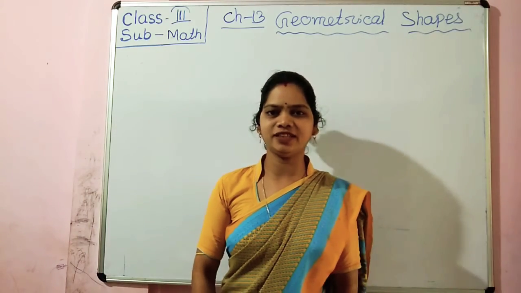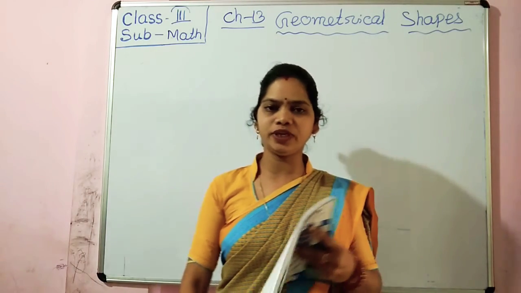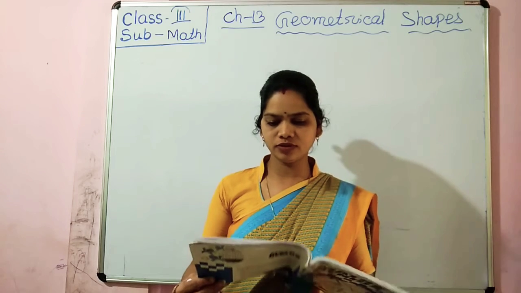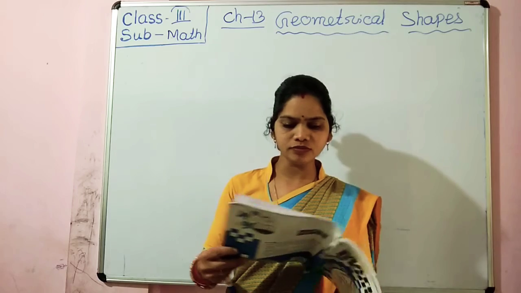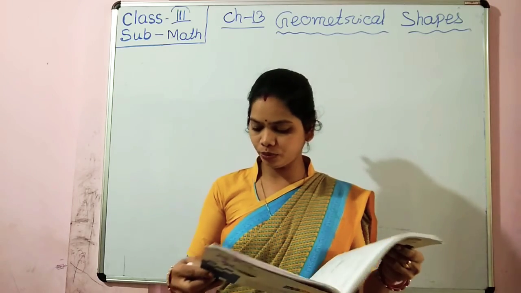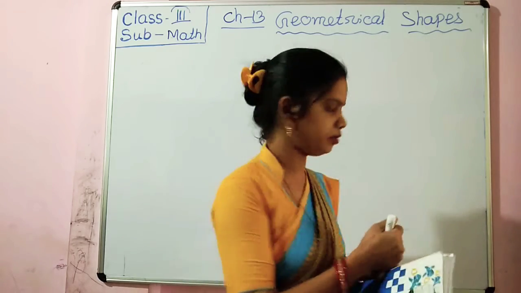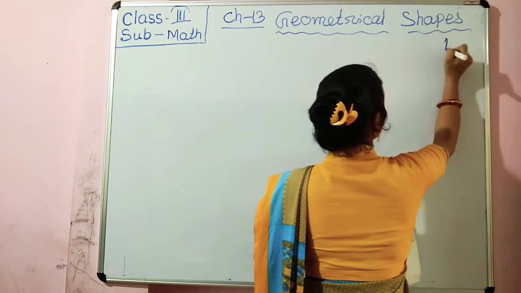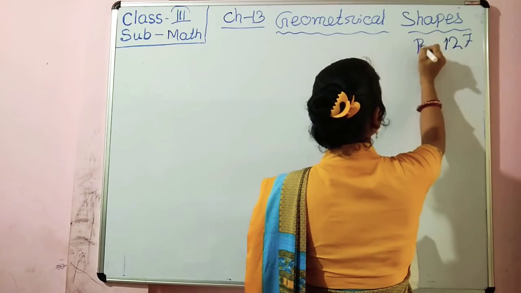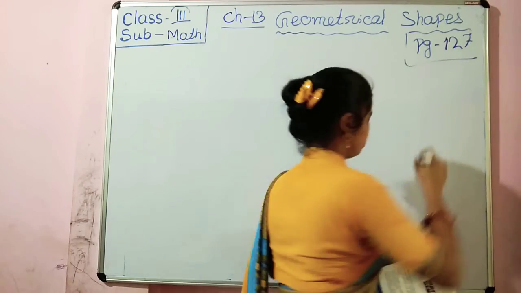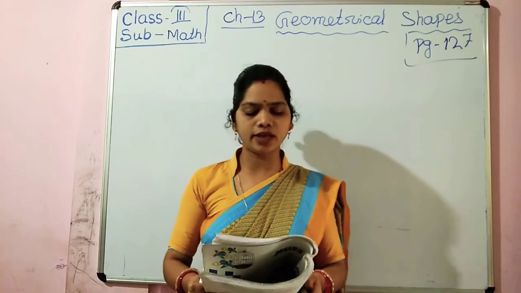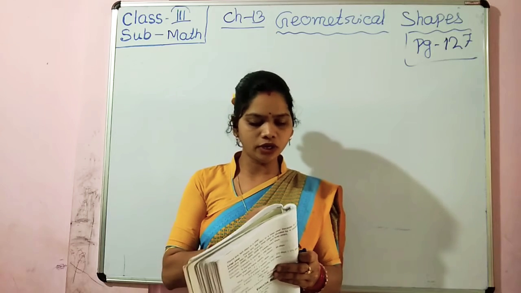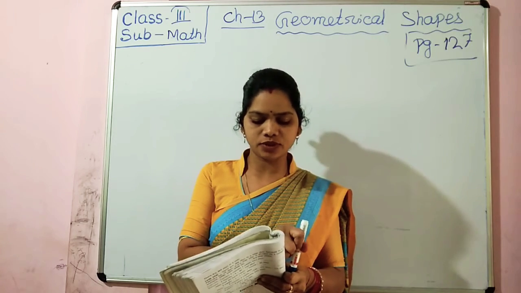Good morning, children. Today we will learn our mathematics chapter 13, that is geometrical shapes. Everyone open your book, page number 127. Children, in the earlier class you have learned about two-dimensional shapes.